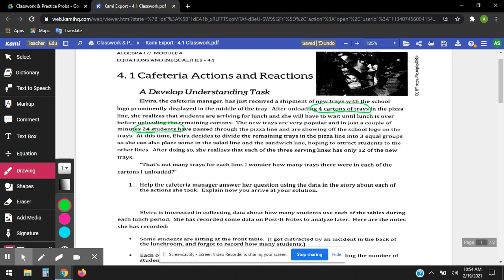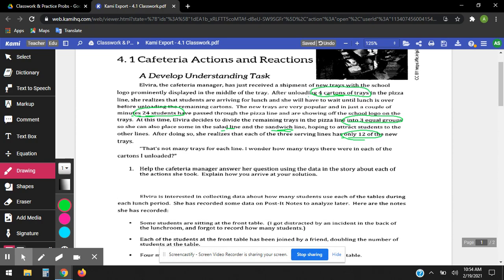At this time, Elvira decides to divide the remaining trays in the pizza line into three equal groups, so she can also place some in the salad line and some in the sandwich line. So she's got a couple other lines she wants to work with, hoping to attract students to the other lines. After doing so, she realizes that each of the three serving lines only has 12 of the new trays. Well, that's not many trays for each line. I wonder how many trays there were in each of the cartons I unloaded.